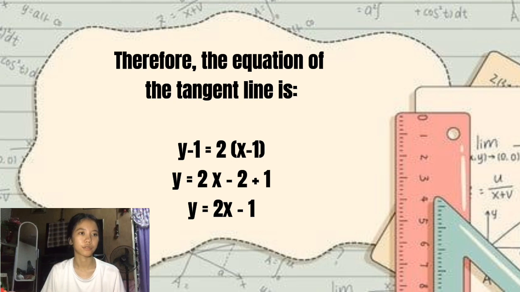So we just have to move the 1 to the other side and make it positive. So we have y equals 2 times x minus 1, plus 1. And then we get y equals 2x minus 1.